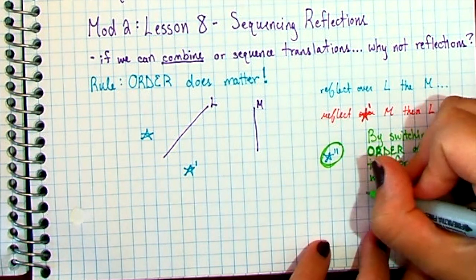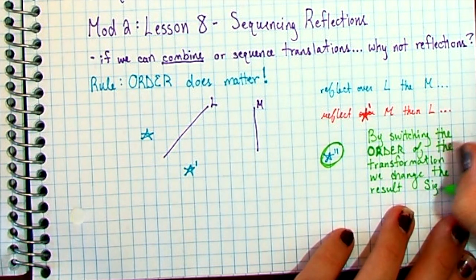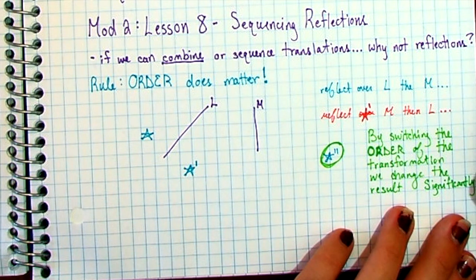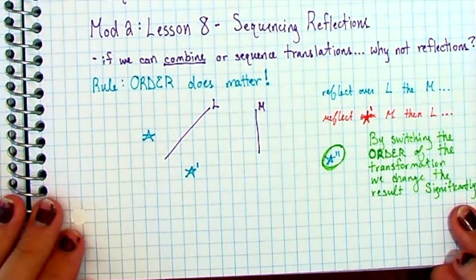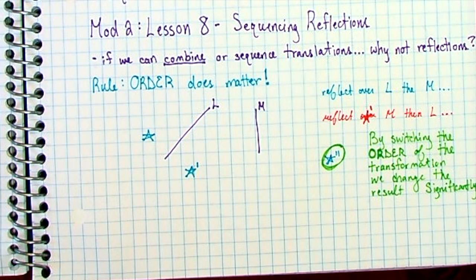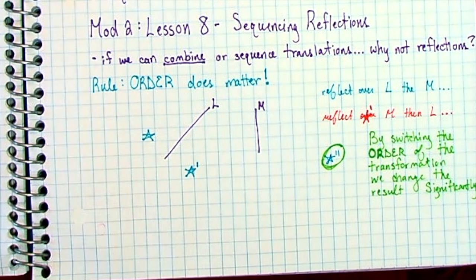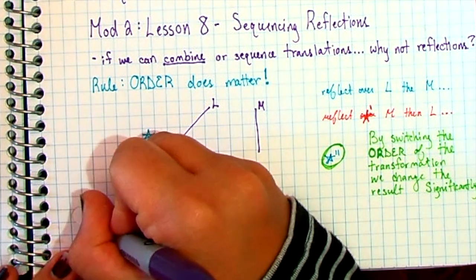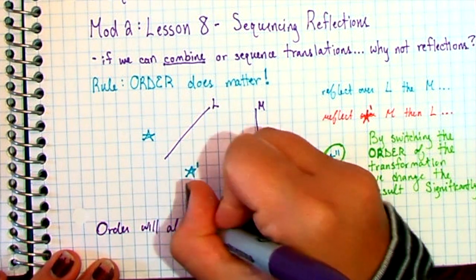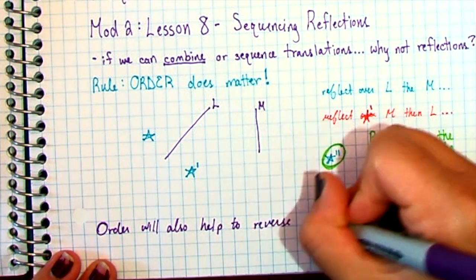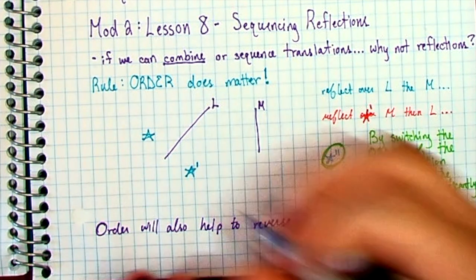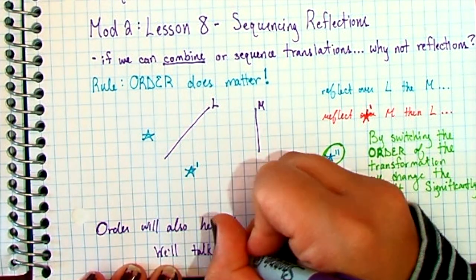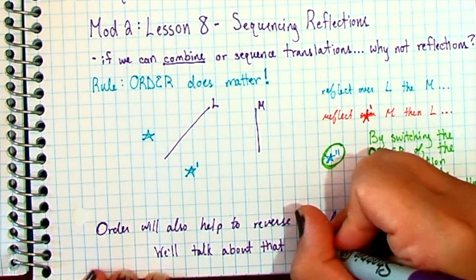On one hand, I ended up right here next to my notes with that little blue star double prime, and then my orange star double prime is way up underneath my square example that I did before. Those are two very different locations. So obviously the order of my sequence really matters. I have to pay attention to what my goal is. So order will also help us to reverse transformations, especially in reflections. We want to make sure we're using the right order. And we'll talk about that more this week.